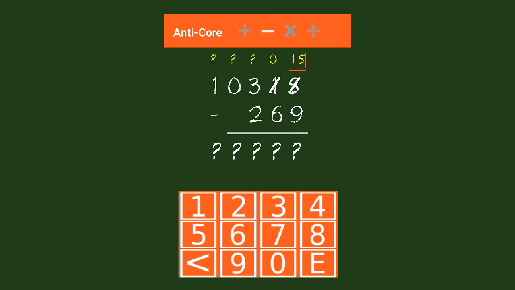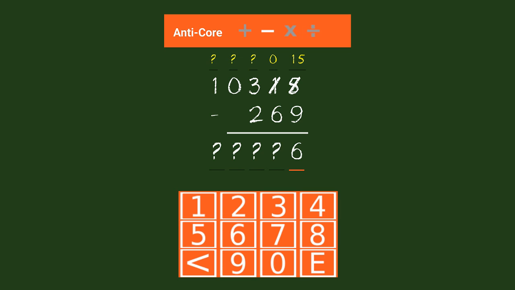Now we can subtract 9 from the 15 in the ones column. 15 minus 9 equals 6, which is the answer in the ones column. Touch the question mark in the ones answer location and then the 6 on the keyboard to put a 6 in the ones answer location.